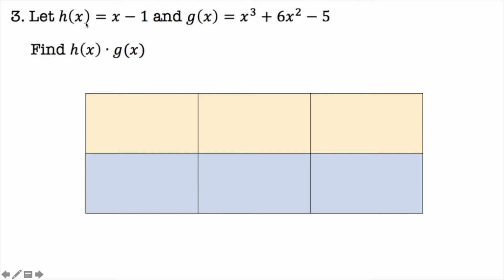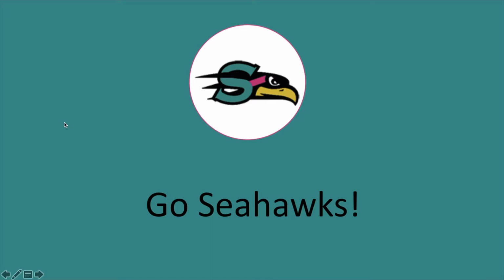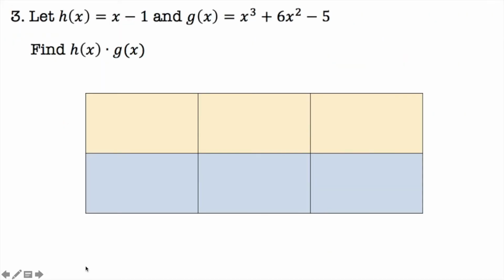So we've got h of x is x, hold on. Got to select my pen again. Let's do a different color. Let's do blue. So we have x and negative 1. And up here we've got x to the third, 6x squared, and negative 5. Make sure you put the negative if there are any.